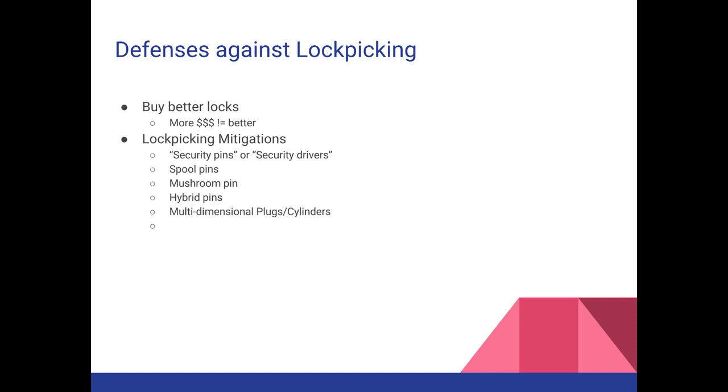So, there are many defenses against lock picking, and the first one is buy better locks. Have also other physical security systems like cameras and electronic locks. But back to mechanical locks, there are several lock-picking mitigations that we can talk about, such as security pins with security drivers that you may see on commercial products. And this boils down into spool pins, mushroom pins, hybrid pins, and there's also multi-dimensional plugs and cylinders that have kind of multiple key interfaces.